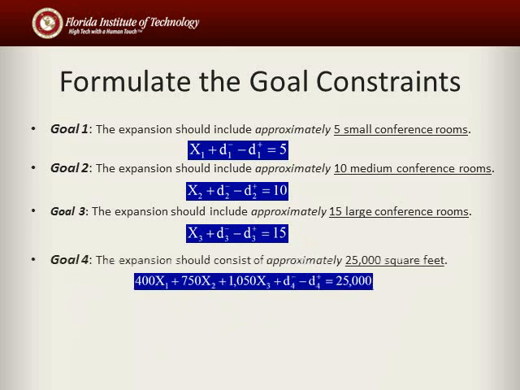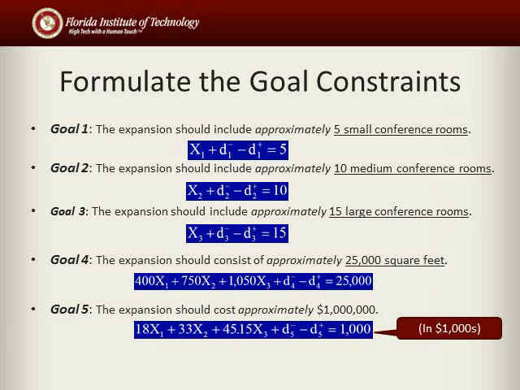Now, goal number 4 has to do with the expansion consisting of approximately 25,000 square feet. The 400 represents the square size per small conference room. The 750 is the size for a medium-sized conference room. And this 1050 represents the size for a large conference room. And these deviational variables again are related to going either over or under that goal of 25,000.